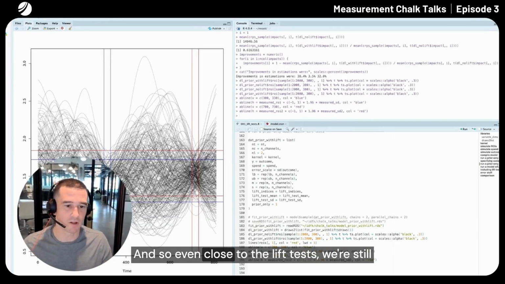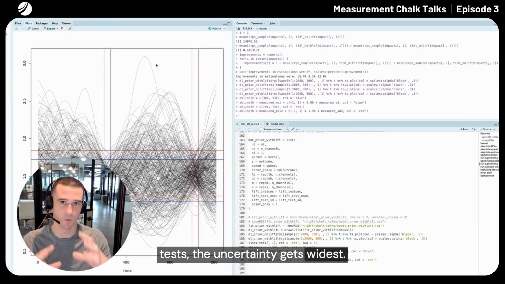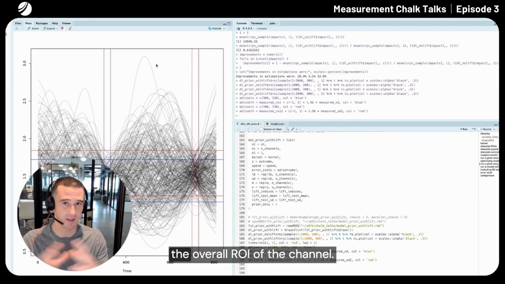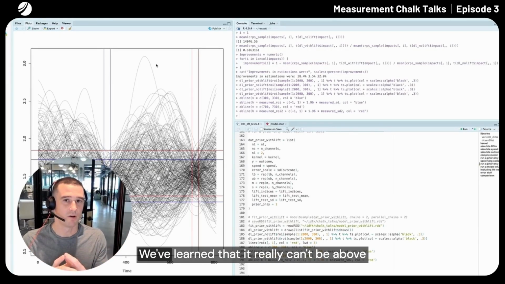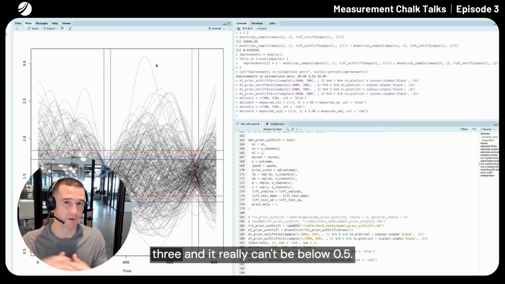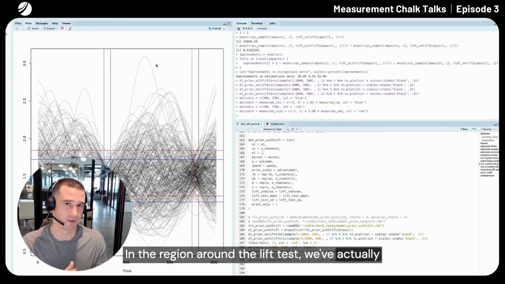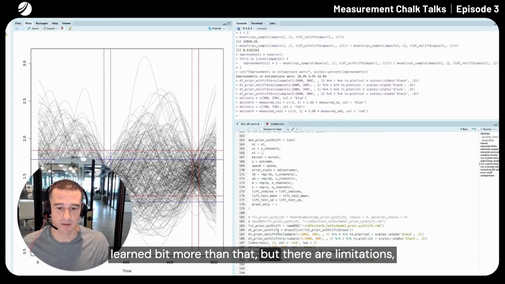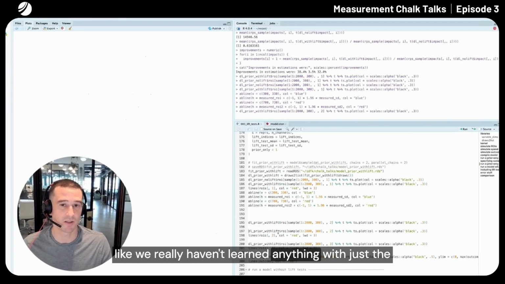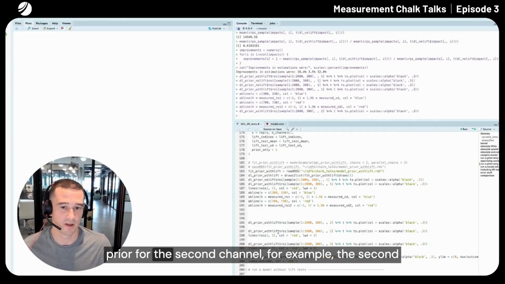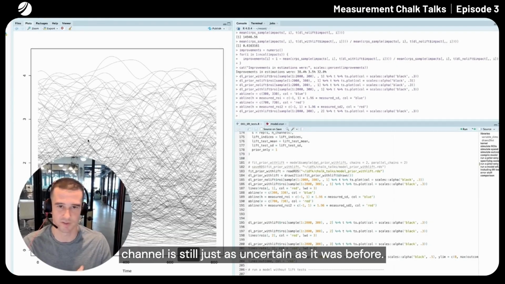And so even close to the lift tests, we're still similarly shaped to the lift tests, or in a similar range. As we get further away from the lift tests, the uncertainty gets widest. But we still learn something about the overall ROI of the channel. We've learned that it really can't be above 3 and it really can't be below 0.5. In the region around the lift test, we've actually learned quite a bit more than that. But there are limitations, like we really haven't learned anything with just the prior for the second channel, for example. The second channel is still just as uncertain as it was before.